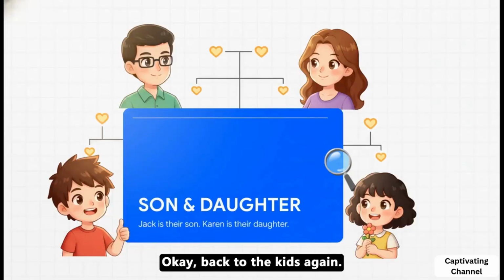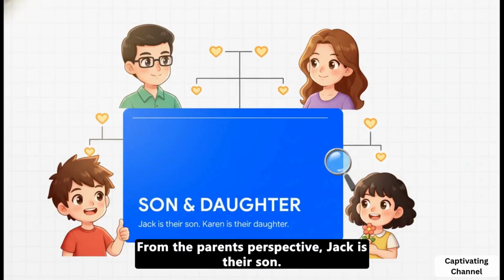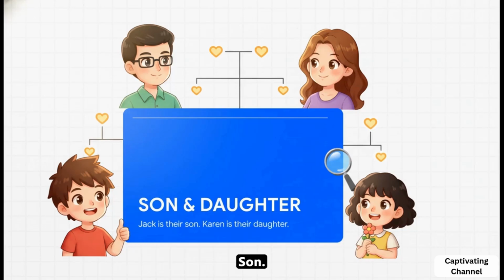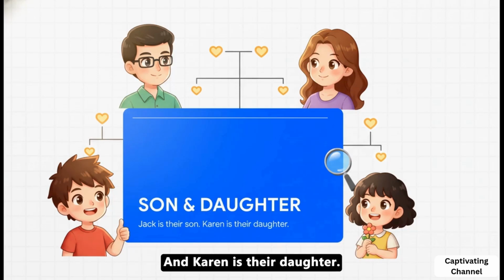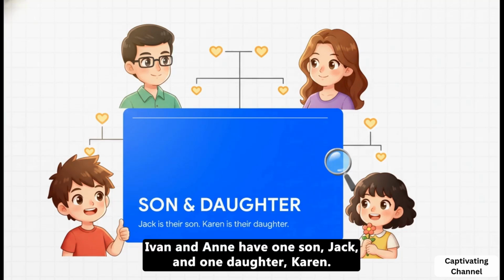Okay, back to the kids again. From the parents' perspective, Jack is their son. Can you say that? Son. And Karen is their daughter. Go on, repeat it. Daughter. So it's pretty simple. Ivan and Anne have one son, Jack, and one daughter, Karen.